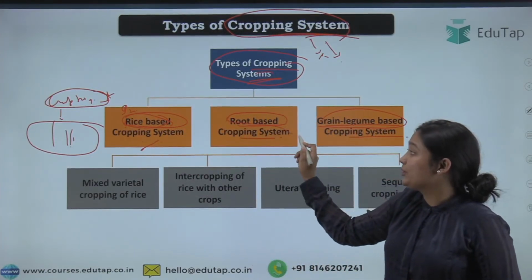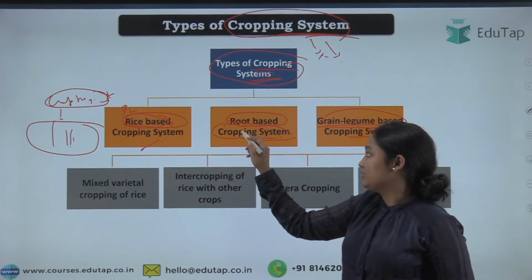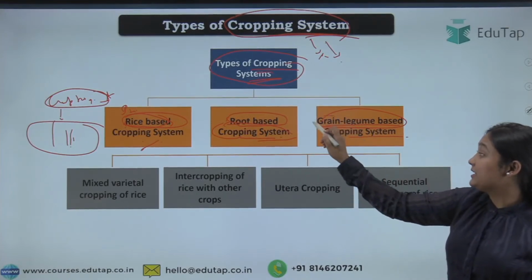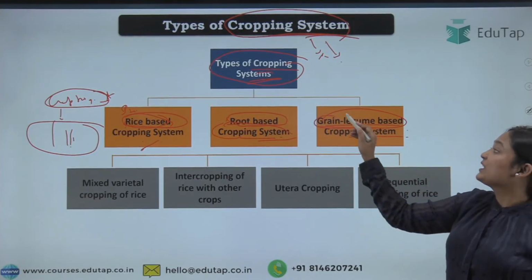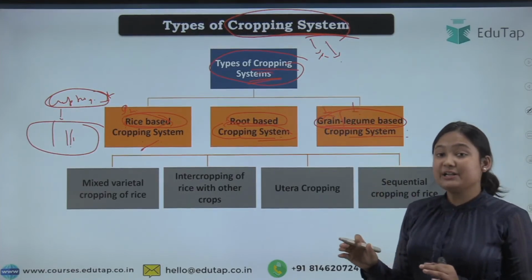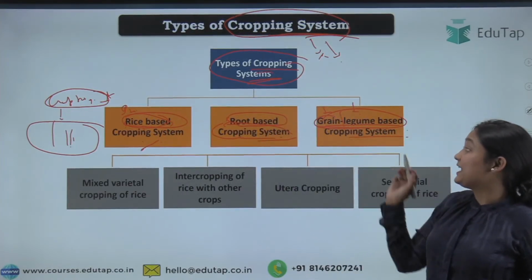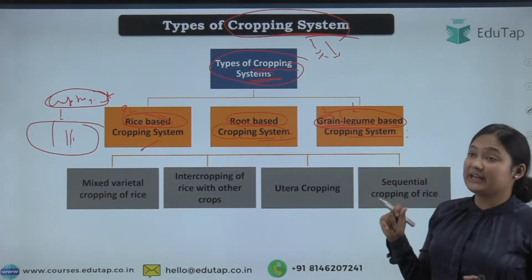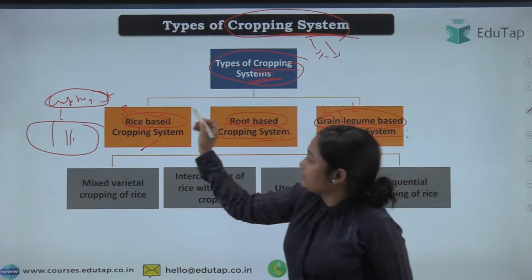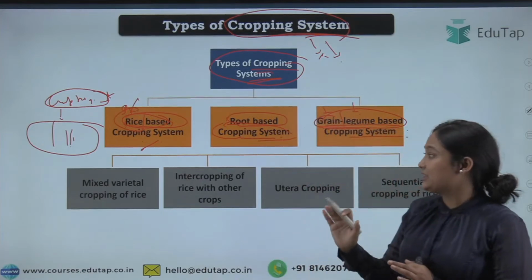Now talking about root based system, so any root crop you are growing, that becomes your primary crop or main crop. Then grain legume based cropping system. Now in grain legume we focus on one grain and one legume. Okay, now rice is also a grain. So what is the difference between rice based cropping system and grain legume system? So see, in rice we are only focusing on the rice. Okay, no other crop is in focus.